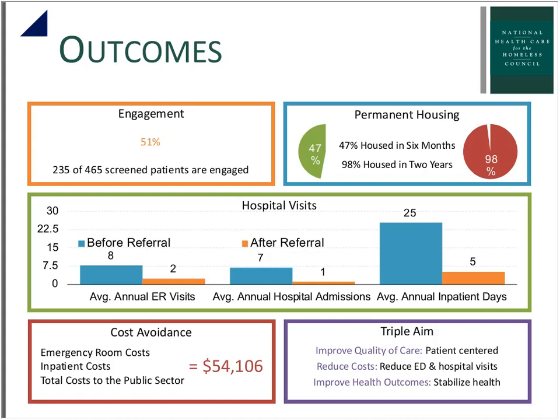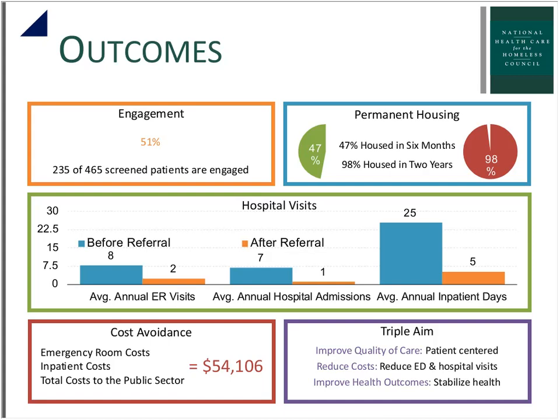They may have been discharged before they were connected with a navigator. They may have been excluded due to barriers that could have prevented independent living, or the case managers may have just not been able to locate them. Almost everyone who remains engaged in the program does obtain permanent housing. 47% are housed within 6 months and 98% within 2 years. And individuals are connected to temporary housing while they're awaiting that placement.